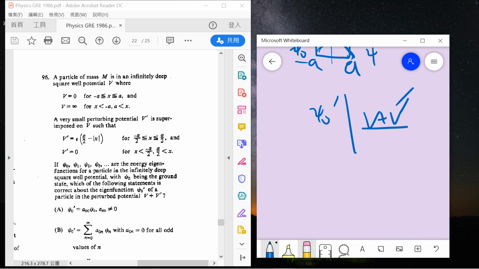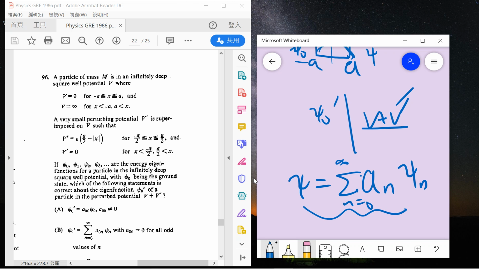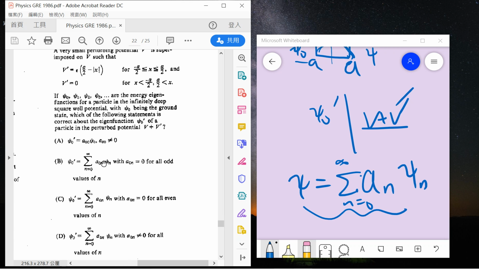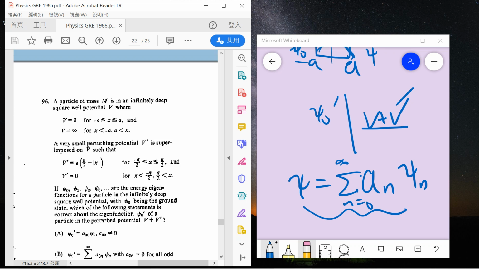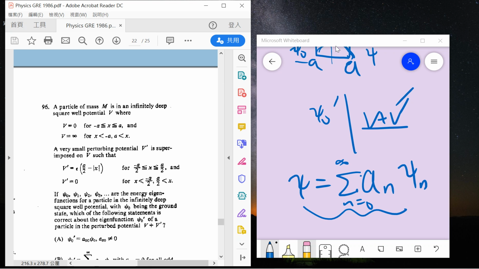So what we know is that phi 0, phi 1, and phi 2 are complete bases. So that means we can write any function satisfying the same boundary condition as a sum of a_n phi_n. So this is not related to physics. This is just saying that phi is a complete basis. Okay. So it seems like that. So the first one is definitely not correct, and B, C, D look possible, right? But remember that the ground state is an even function.